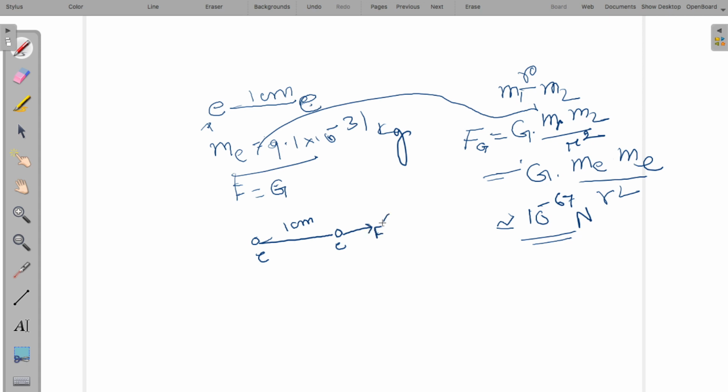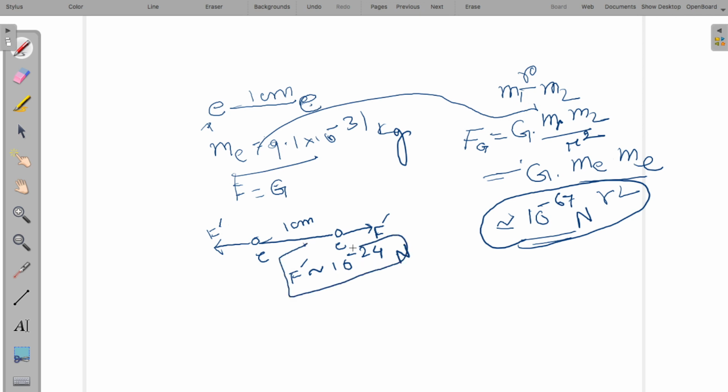Suppose f dash is the repulsive force found experimentally. What is the value of repulsion between these two electrons? In the order of 10 to the power minus 24 newton. You can see the gravitational force between two electrons is 10 to the power minus 67, whereas the repulsive force experienced by these two electrons separated by the same distance is found to be 10 to the power minus 24 newton. Therefore f dash is very much greater than Fg.